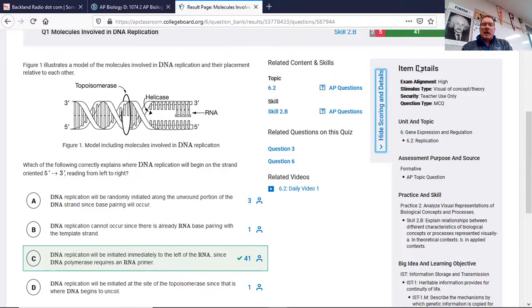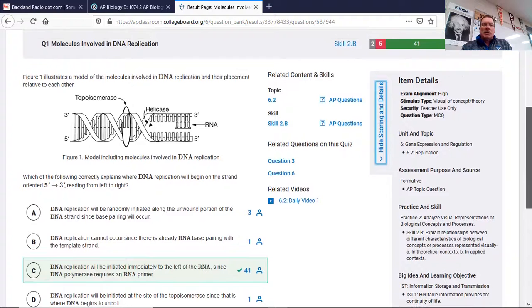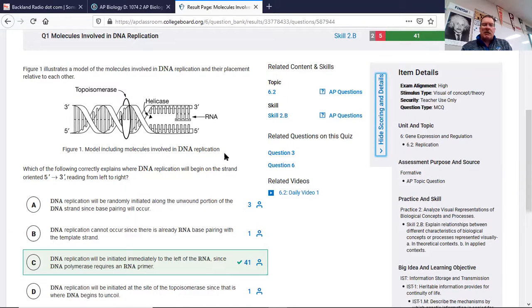All right, AP Bio. Here's our Chapter 16 quiz review. This overall went pretty well. This should go pretty quick. Here was our first question. It just has a diagram of what's going on.